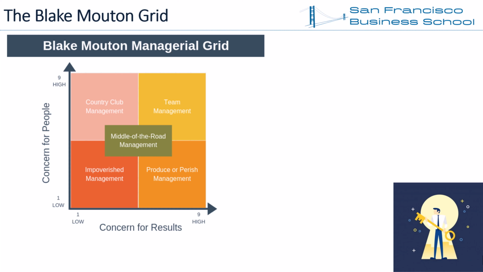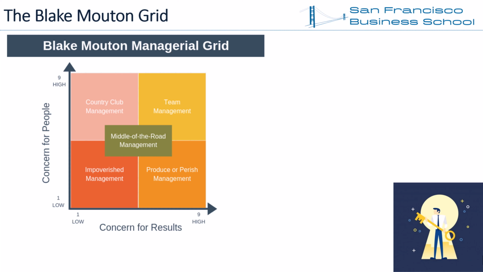4. Country club management. High people, low results. The country club or accommodating style of manager is mostly concerned about their team members' needs and feelings. They assume that, as long as their people are happy and secure, they'll work hard. What tends to be the result is a work environment that is very relaxed and fun, but where productivity suffers because there is a lack of direction and control.